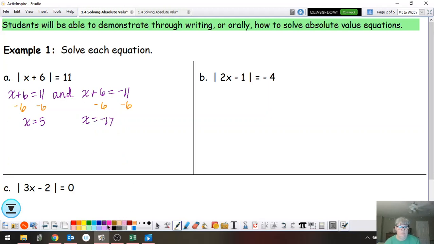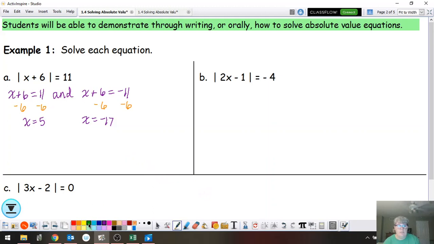Now, let's just mentally check this. If x is 5, 5 plus 6 is 11. Is the absolute value of 11 equal to 11? Yes, it is. It's 11 units away from 0. If x is -17, negative 17 plus 6 is negative 11. The absolute value of negative 11, the distance negative 11 is from 0, is 11 units. So both of these work. Both of those are solutions.